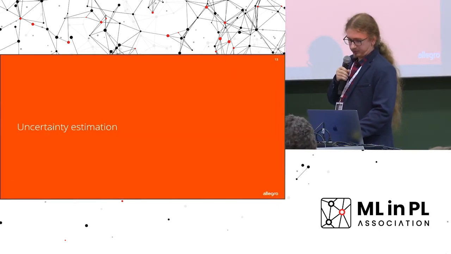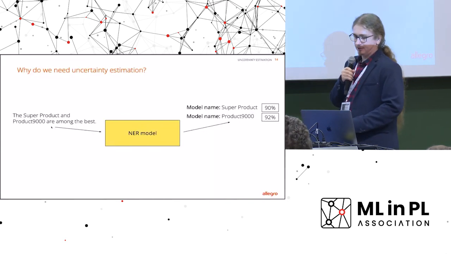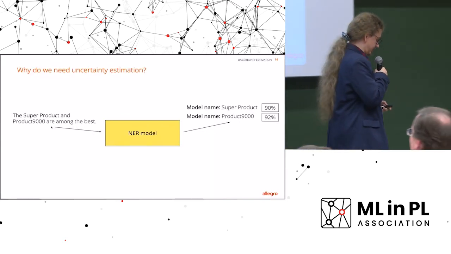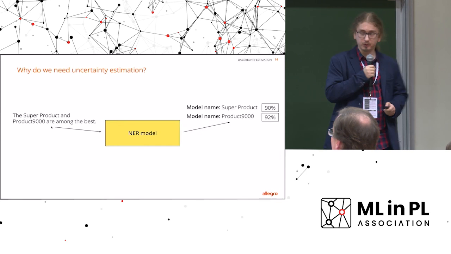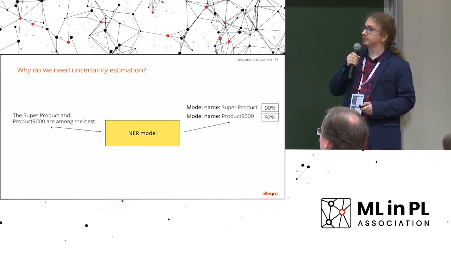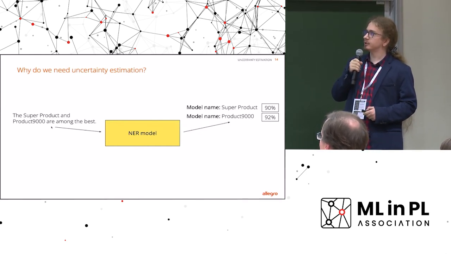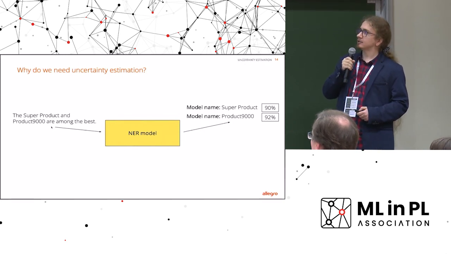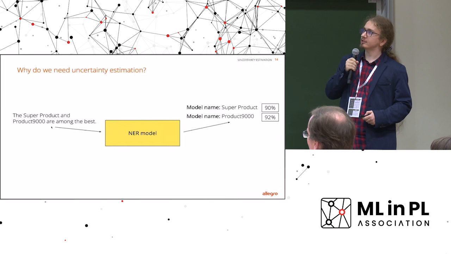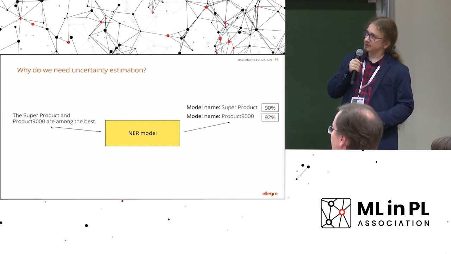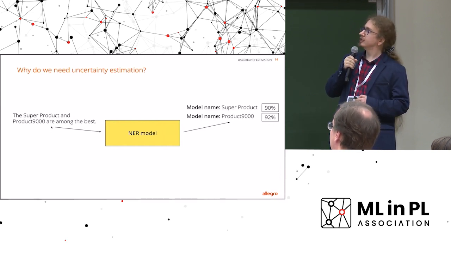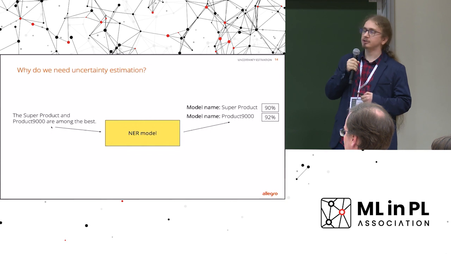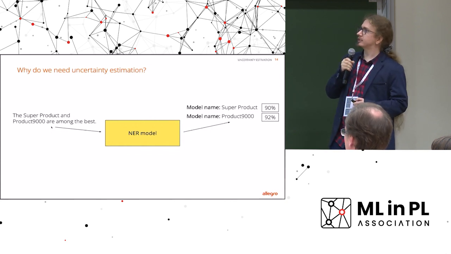Okay, so now let's move on to uncertainty estimation. And let's first answer ourselves the question, why do we need it? So again, coming back to our named entity recognition model, we can look at an example that is very easy. So we have some sequence, and then we can extract entities from this sequence, and most likely we'll get some very high probability scores for these entities.